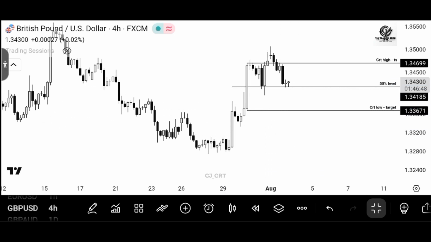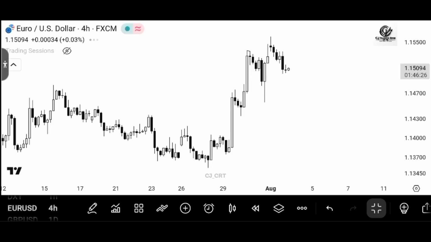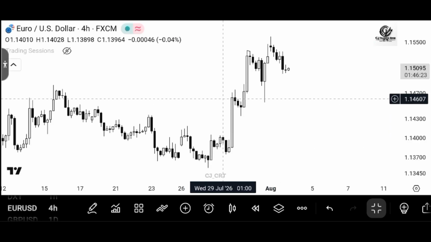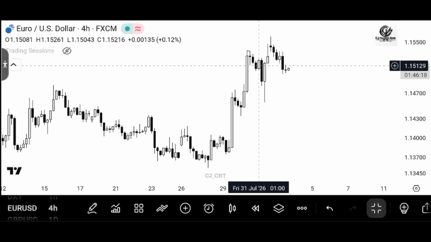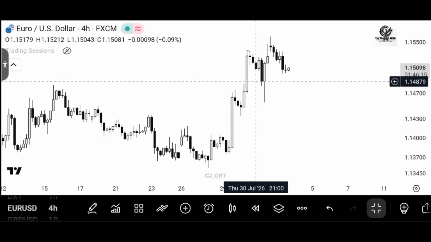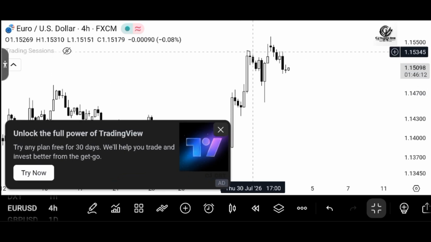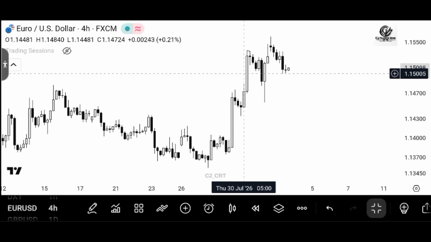Now, anytime you're trading CRT and you're going against the trend of the market, I've said it before and I'll keep saying it: always make sure you hunt the 50% level of the CRT. Now you can see that the market was bullish on euro dollar, and it's bullish so far, but it respected this bearish CRT. Went down. If you had entered this trade, no need for you to exit at the 50% level.